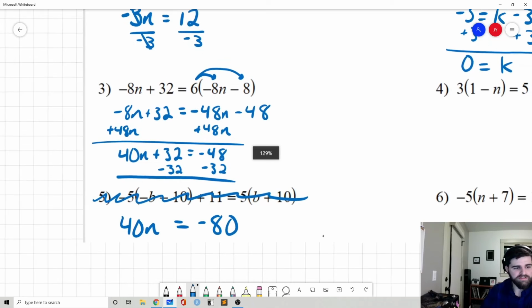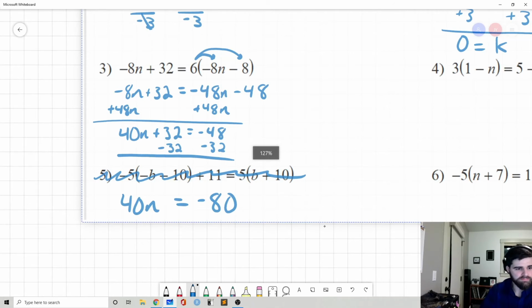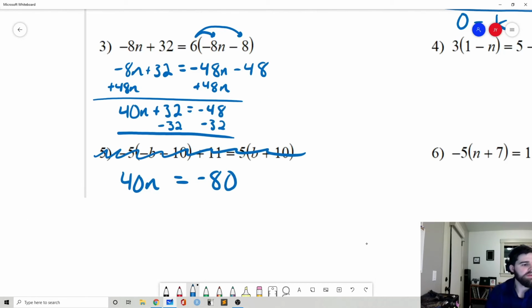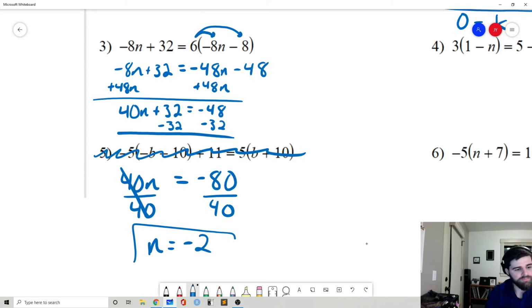I don't want 40 n's. I want a single n. So the opposite of multiplying by 40 would be to divide by 40. Again, we're always doing inverse or opposite operations to get rid of the extra nonsense. We just want the n by itself. All right, just want the variable by itself. So negative 80 divided by 40 is negative 2. Again, if you want to check your answer, you can always go back and plug negative 2 in to check.